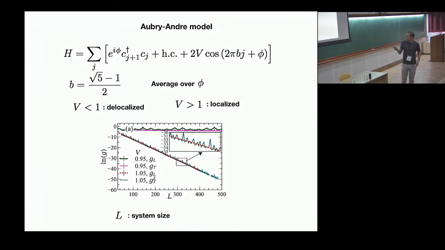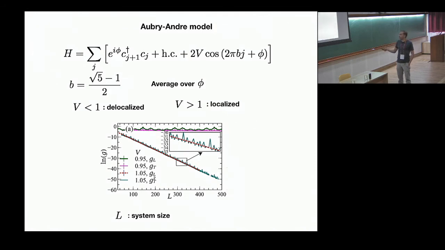For those of you who are experts in this, the particular conductance that I'm looking at is the typical conductance and not the average conductance. So these are typical conductance values. L stands for Landauer and T stands for Thouless. The transition is at V equal to 1. Here we have two values of V, one just below the transition and one just above. V less than 1 corresponds to these curves, where you have ballistic transport.